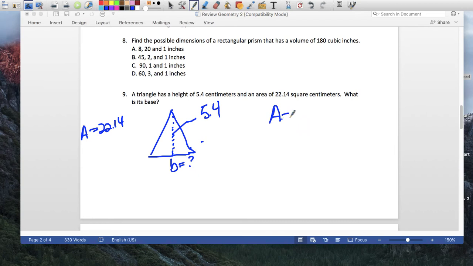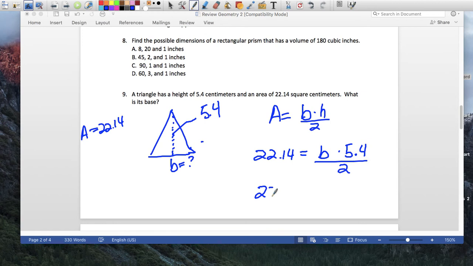So area equals base times height divided by 2. The area is 22.14. Our base is our mystery number. The height is 5.4, divided by 2. So in this case, what can we do here? Well, let's leave this as 22.14 equals B. I can divide 5.4 divided by 2, and it's going to give us 2.7, times 2.7.